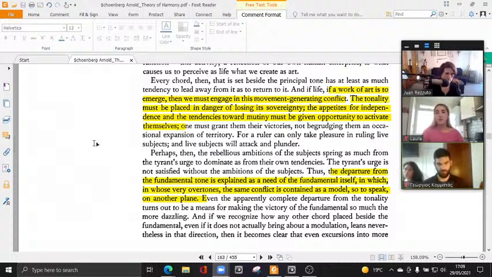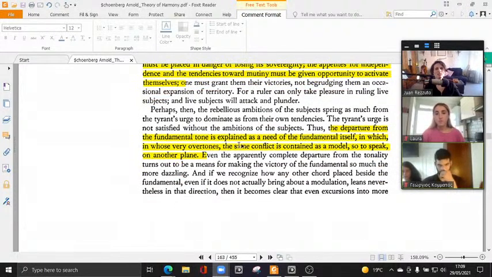So, what does it mean? I mean, it sounds beautiful, but what does it mean? Even the apparently complete departure from the tonality turns out to be a means for making the victory of the fundamental so much the more dazzling.